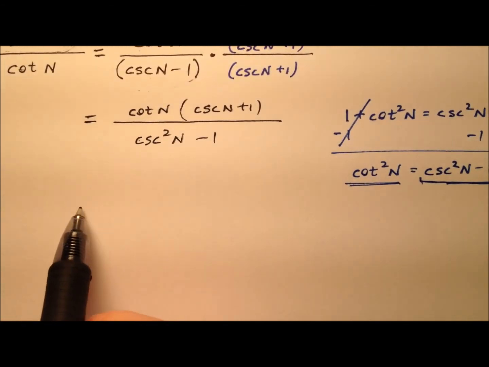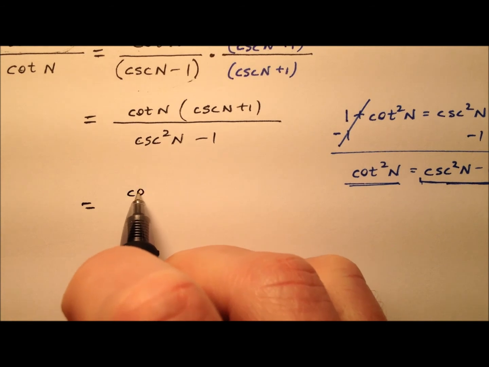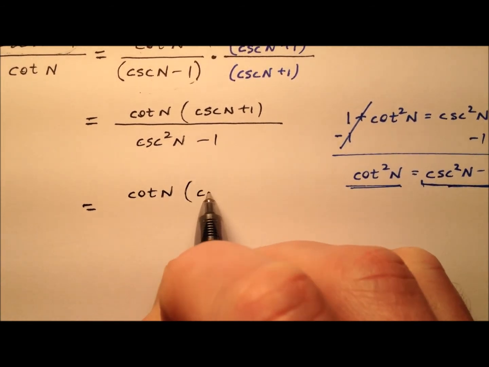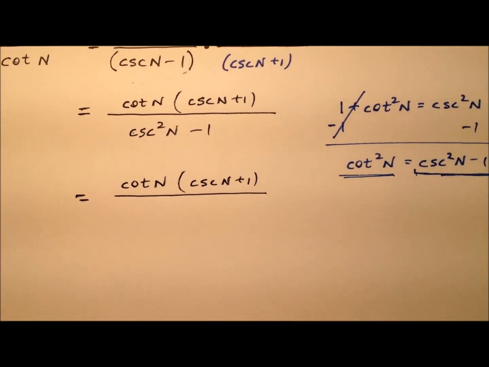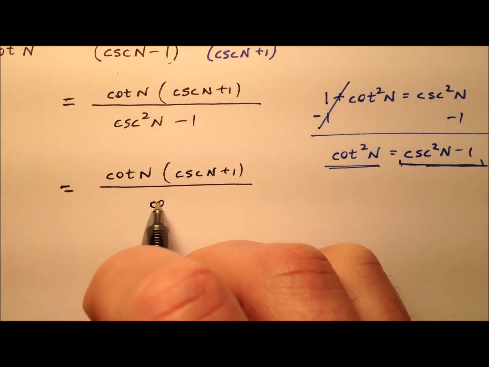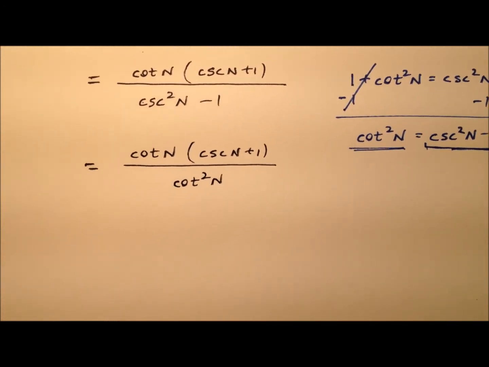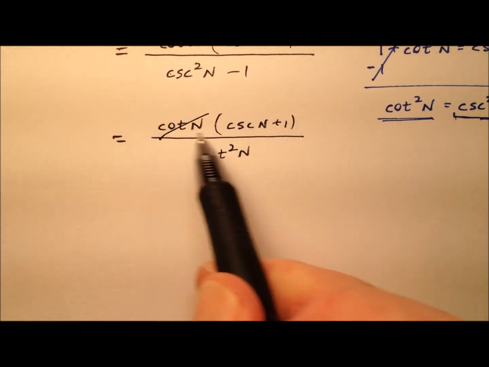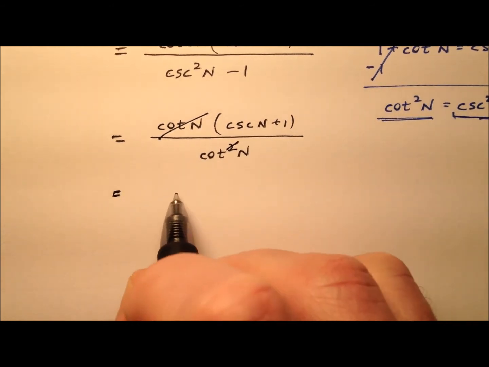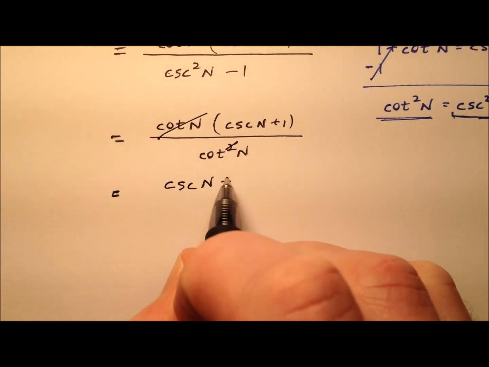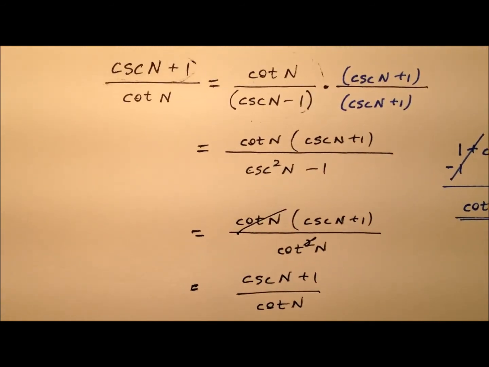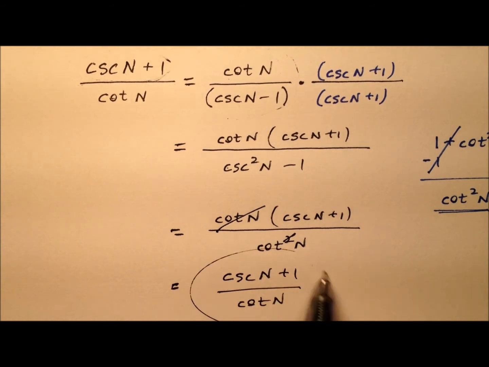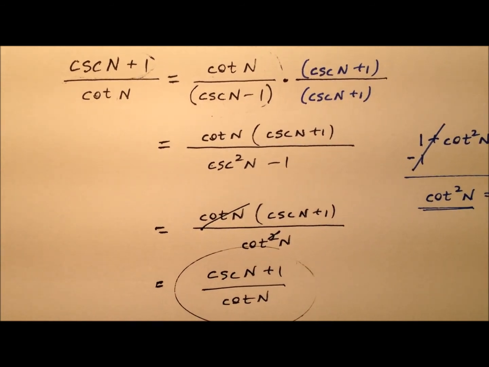Let's do that. In our numerator, we have cotangent of n times the quantity cosecant n plus 1. Now our denominator is cotangent squared n. One of these can cancel with the square. So now we just have cosecant of n plus 1 divided by cotangent of n. And if you look at everything together now, that's exactly where we were headed. So we are done, good to go. We have verified this trigonometric identity.